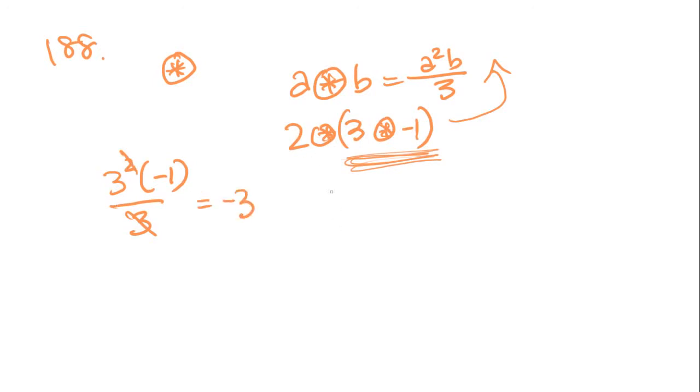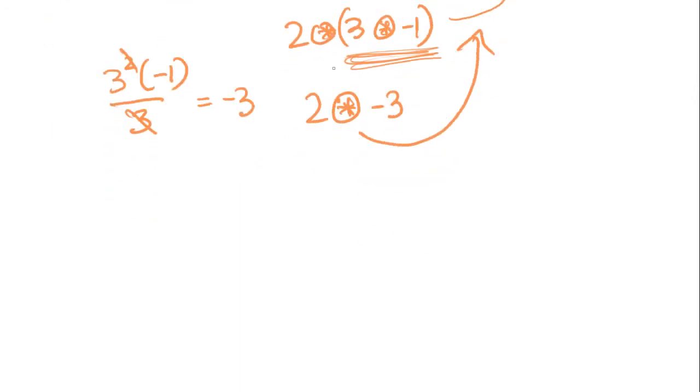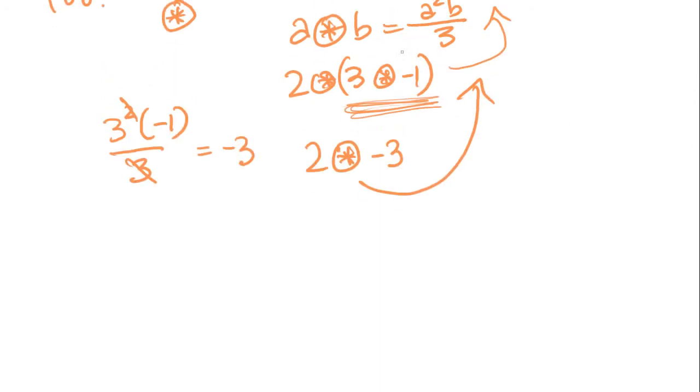So then let's rewrite this equation as 2 snowflake negative 3 and plug it into the equation a second time. Second time around, what do we get? Well, we get 4 times negative 3 over 3. Cancel these out, and you're left with negative 4. And negative 4 is answer E.